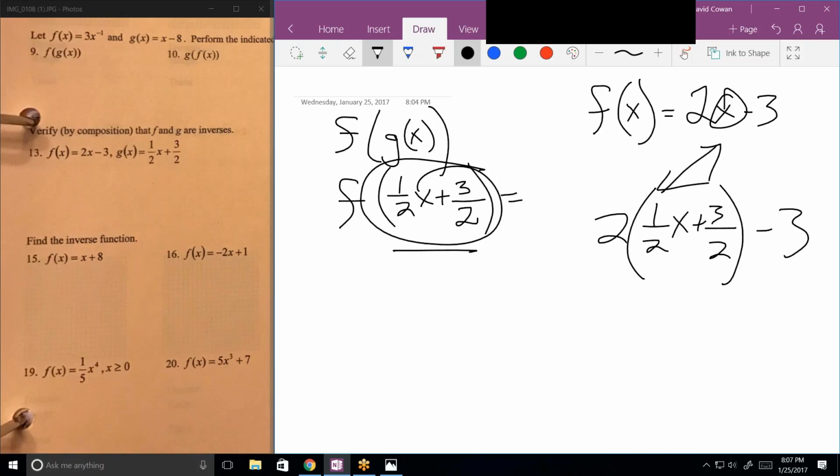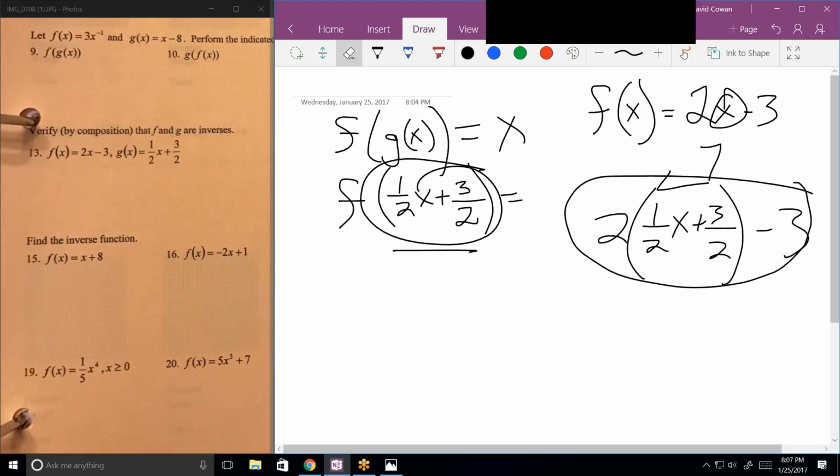Now let's see if this is equal to x. Remember, that's the rule. It has to be equal to x for it to be an inverse of one another. So let's do the algebra, simplify that. All right. So would you just FOIL it? No, one term by two terms. No need for a FOIL.